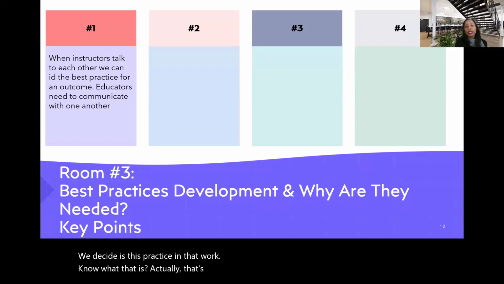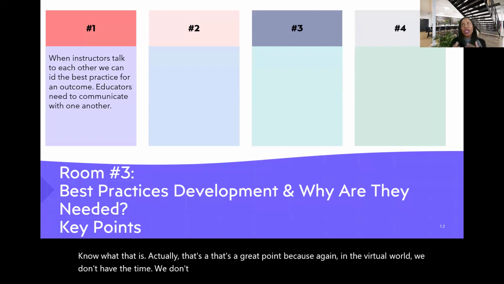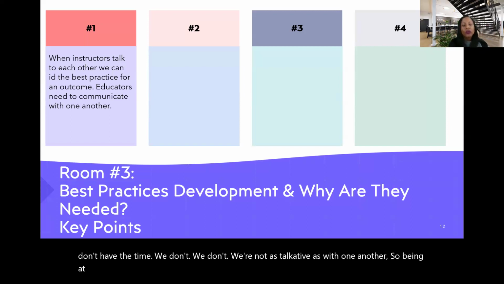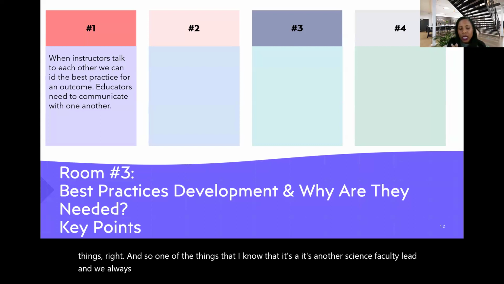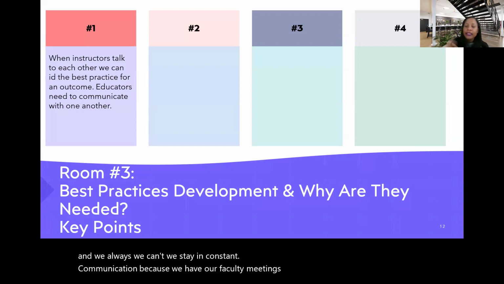That's a great point because in the virtual world, we don't have the time. We're not as talkative with one another. So communication does help, and I do like that. It helps us to establish some good things, right? One of the things I know is that another science faculty lead and I stay in constant communication because we have our faculty meetings together.